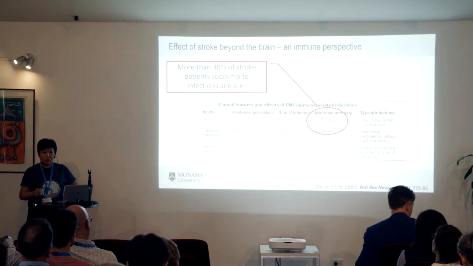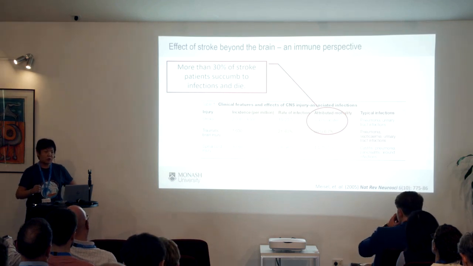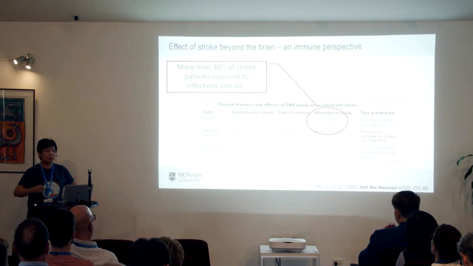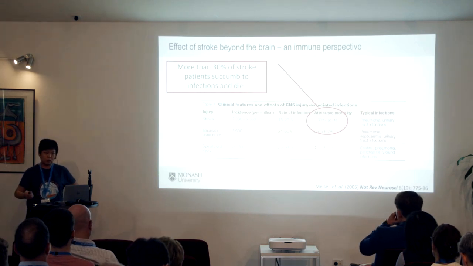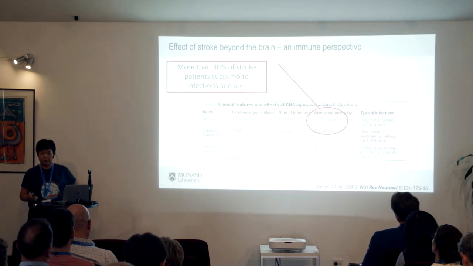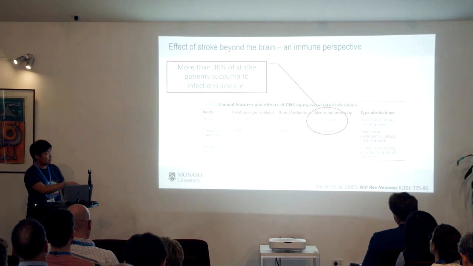What I want to talk to you about today is not just the host response to stroke in the brain. There are actually a lot of processes outside the brain that stroke causes. One of the clinical pieces of evidence for this is that a lot of stroke patients will develop infections after stroke, of which a big majority will die from this infection.